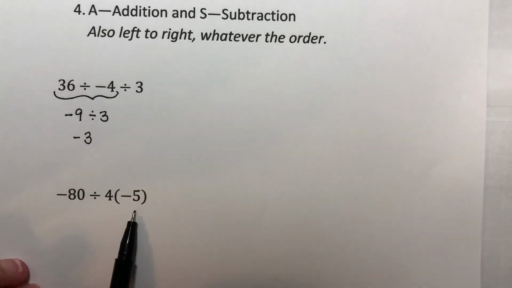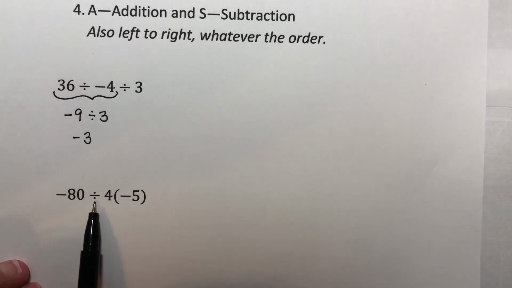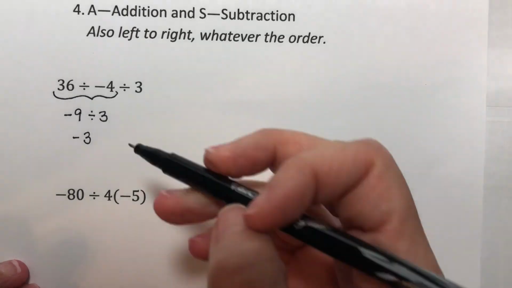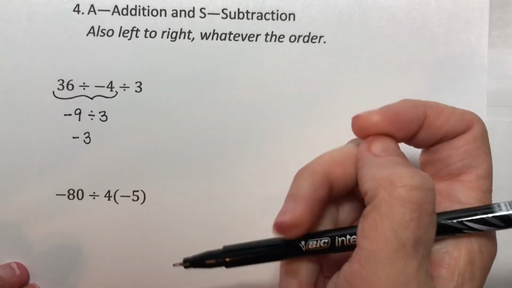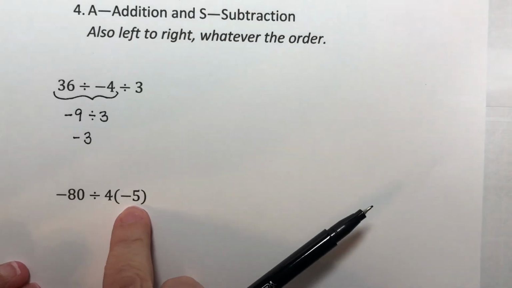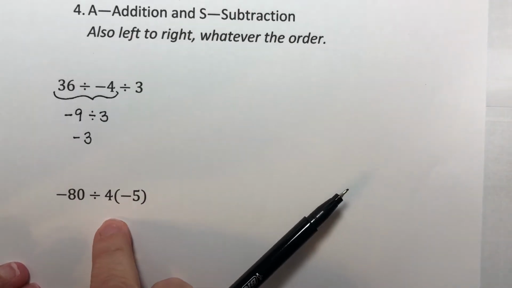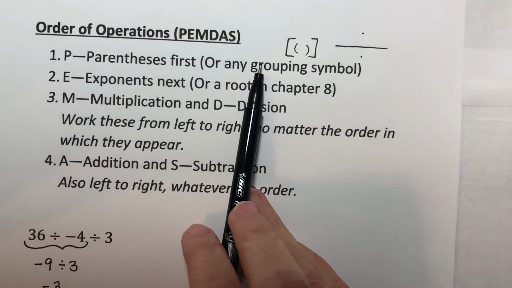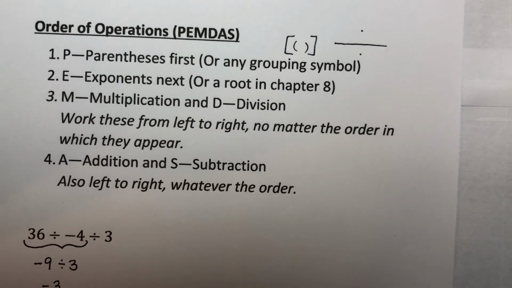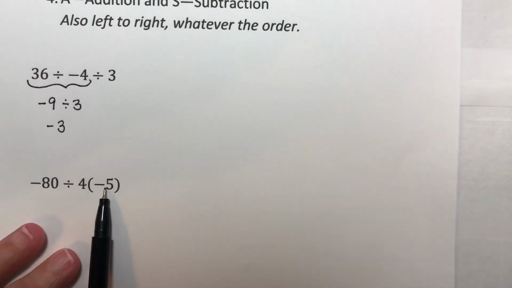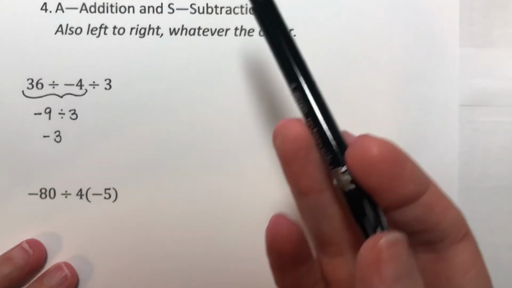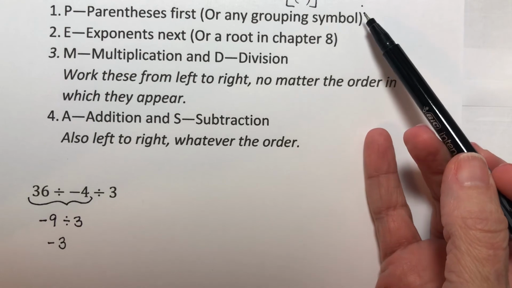Okay, so let's look at this one. I have negative 80 divided by 4 times negative 5. One of the things that messes some people up is that people see the parentheses and so they think, okay, well, I have to do that multiplication first. But that's not what the parentheses step is telling us to do. The parentheses step tells us to simplify inside the parentheses. I look inside these parentheses and I have a negative 5. I can't simplify negative 5. So that first step is done. It's simplified inside of it.